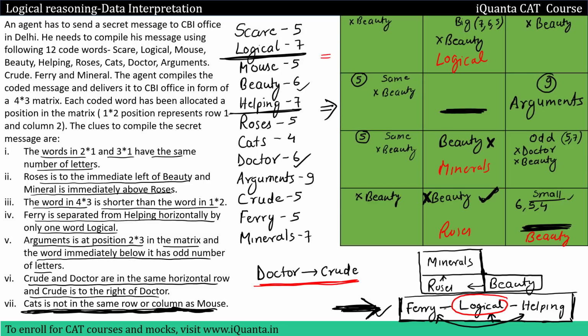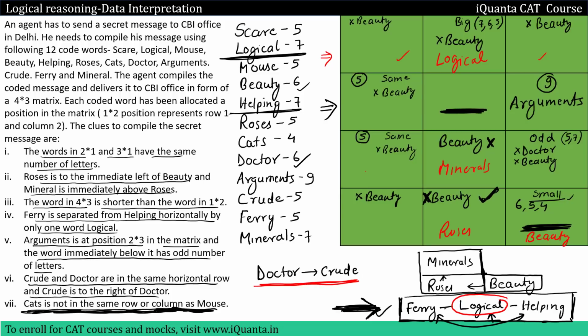So crude and doctor cannot be put in the first row, because those words will be very and helping. Can we put doctor here? No, because doctor is a 6-letter word, it cannot come over here. Why? Because if I put doctor over here, the only 6-letter word is beauty, so beauty will have to come over here. Or if I put doctor over here, beauty will come over here, so they will come together in these two spaces, doctor and beauty, which is impossible, so we cannot put doctor in the second row as well.